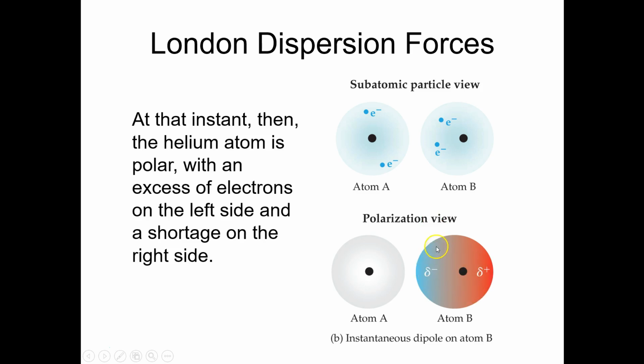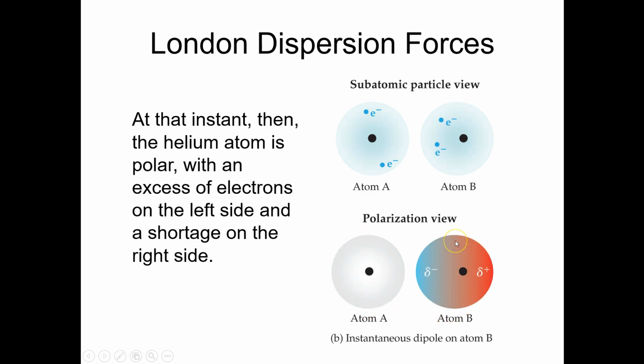call instantaneous dipole. Because at this particular moment in time, both electrons happen to be on the left-hand side of this helium atom, it will acquire a slight partial negative charge on this side and a slight partial positive charge on that side. And so this model here is reflecting the fact that in this atom, the electrons are equally distributed, whereas in this atom, they just happen to be both on the same side. So this atom has no instantaneous dipole at the moment.